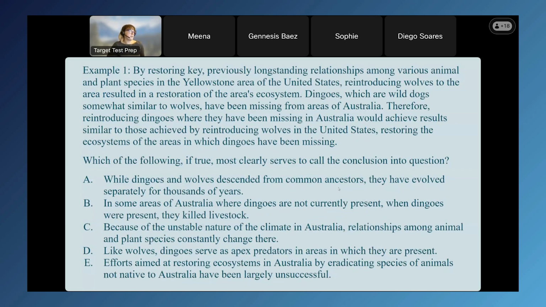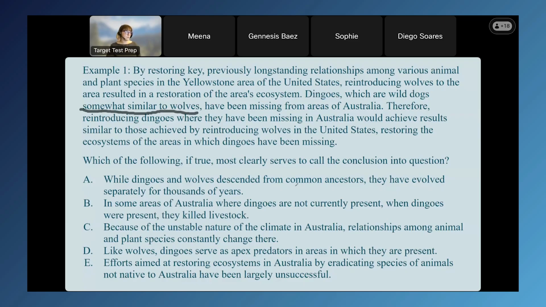A. While dingoes and wolves descended from common ancestors, they have evolved separately for thousands of years. This is something that the author has already considered. Maybe not exactly this, but dingoes are somewhat similar to wolves. So the author isn't saying they're exactly the same. The author is saying they're somewhat similar. We might expect the same thing to happen.